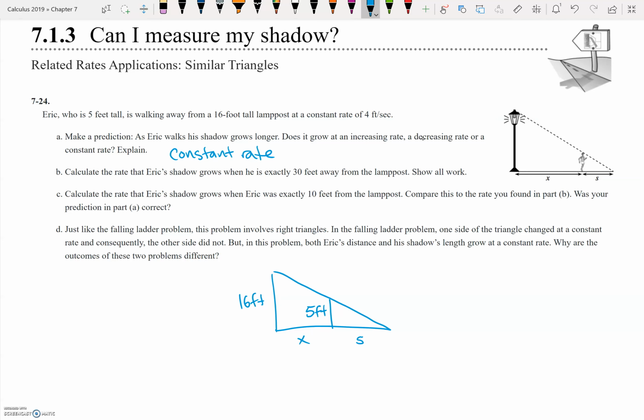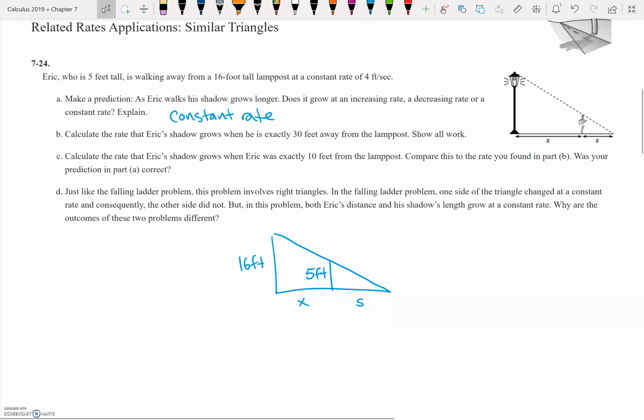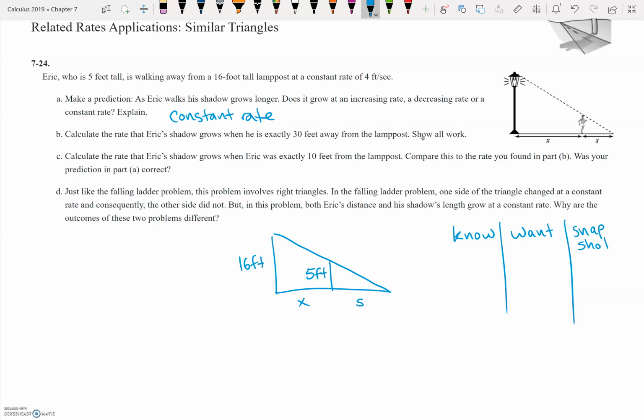We want to calculate the rate that his shadow is growing when he's 30 feet away from the lamppost. So we have a situation where we have what we know, what we want to know, and a snapshot. We know when he's 30 feet away, well, that's our snapshot. x, our distance, is 30. So he's 30 feet away.